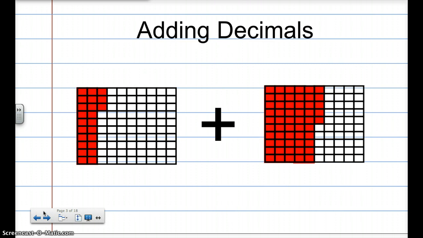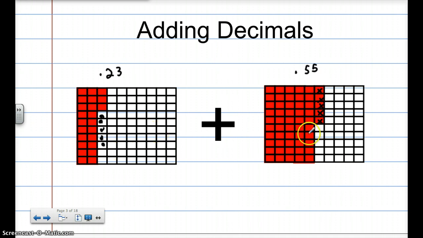Let's add this one together. So I can see that I have, this is 10, 20, 1, 2, 3. So that's 23 hundredths. And this is 10, 20, 30, 40, 50, 51, 52, 53, 54, 55. So this is going to be 55 hundredths. Okay? So I'm going to take from over here and put it over here. So I have 1, 2, 3, 4, 5 to put over here. I'm going to mark those off.